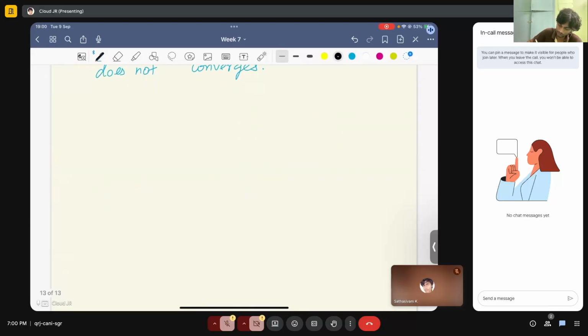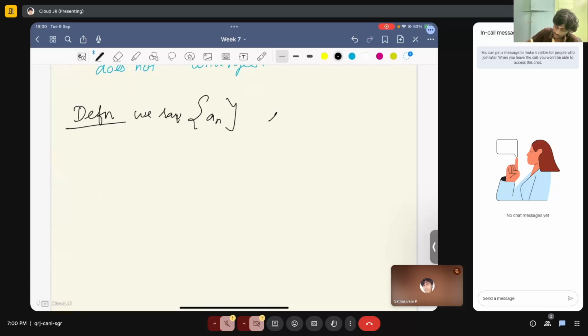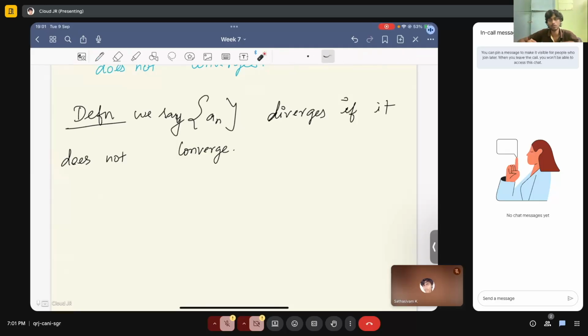So we introduce a new terminology here. You have the sequence a_n. We say the sequence a_n diverges if it does not converge. But I have to tell you that some people define divergence a little differently. For me, divergence means it does not converge. Some people say divergence means the limit is infinity, but I don't know how standard it is. For me, when I say diverges, it means it does not converge.